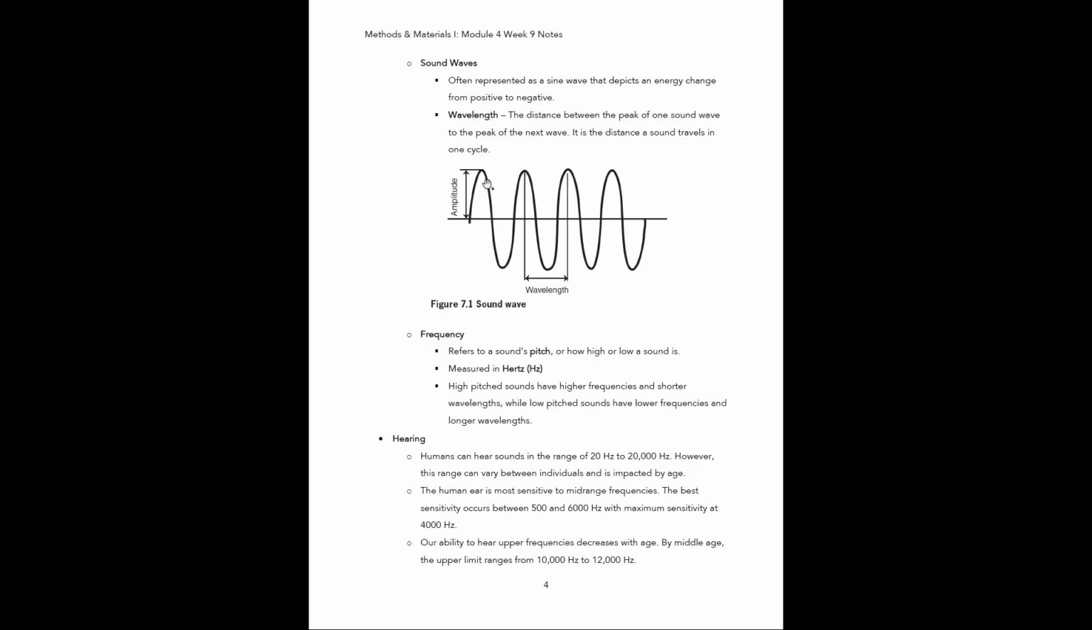Anything above that line is going to be a positive, and anything below that line is going to be a negative. A wavelength is the distance between the peak of one sound wave to the peak of the next sound wave. It is the distance a sound travels in one cycle. Looking here, you can see we have a peak here and then a peak here. The distance between those is the length of the wave.